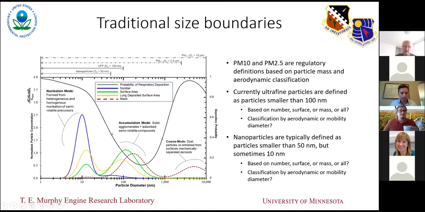The slide I'm showing you shows the typical trimodal distribution you get from vehicle-related particles, showing different metrics: number, surface area, lung deposited surface area, and mass, and the lung deposition fraction. You can see that the lung deposition fraction is very size dependent. And for ultrafines and nanoparticles, we're in the range with a very high lung deposition fraction.